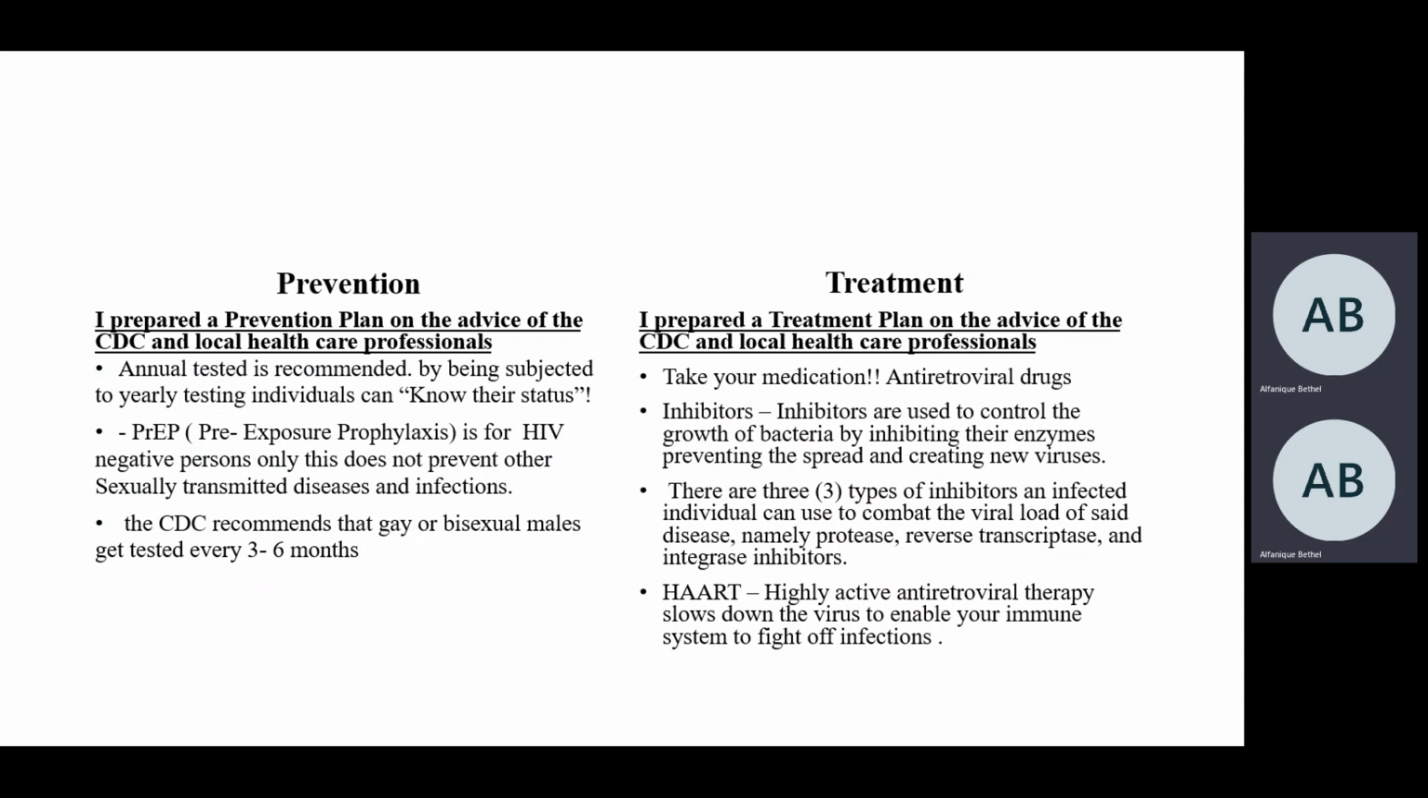A prevention plan was created on the advice of the CDC and local healthcare professionals. And the consumption of PrEP, and CDC also recommends that gay or bisexual males get tested every 3 to 6 months.